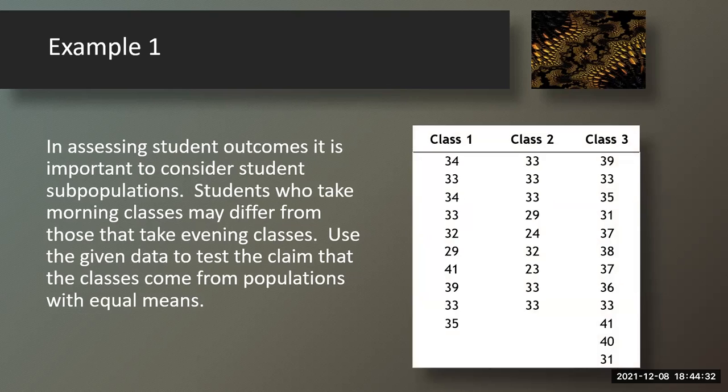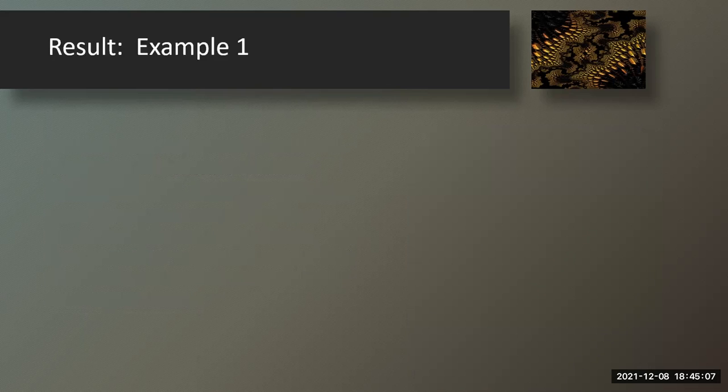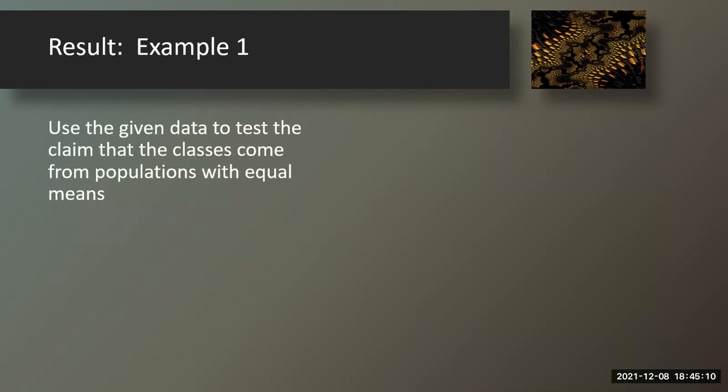So this is the one place in the semester we see data sets that are a little bit longer than we've had to interact with so far. But again, this is really about as long and ugly as they get. I think they're a little bit shorter on our final exam. You will see this material. So there we go. That's the data. We have class one, class two, and class three, and it looks like exam scores here. So we're going to use the given data to test the claim that classes come from populations with equal means.